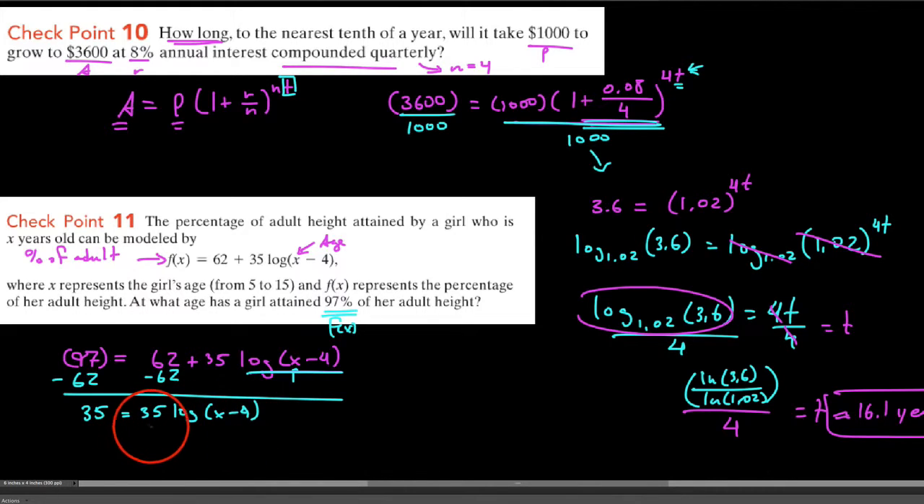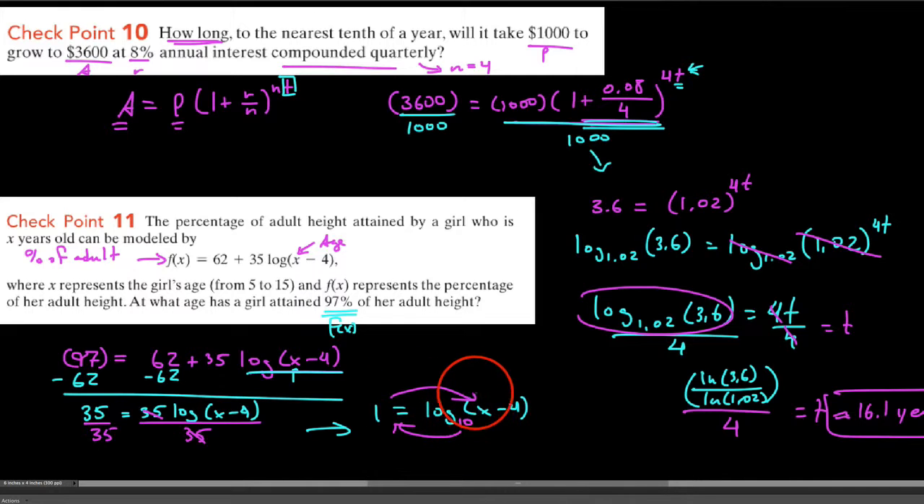So what we're going to do now is divide both sides by the 35, and we get left with 1 equals log of x minus 4. Now that this log is by itself, we're going to rewrite this in exponential form. So we end up with this statement: 10 to the first power equals x minus 4. And this is awesome because we can just add 4 to both sides, and what we end up with is x equals 14, which you should certainly check.